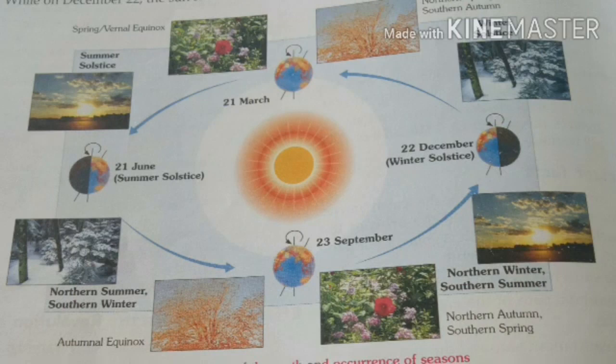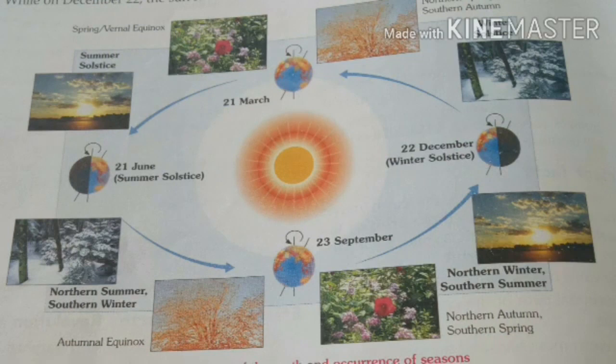Children, are you clear? 21st June is considered as the longest day and shortest night in the northern hemisphere, while it is the shortest day and the longest night in the southern hemisphere. Now you understand the difference, children?